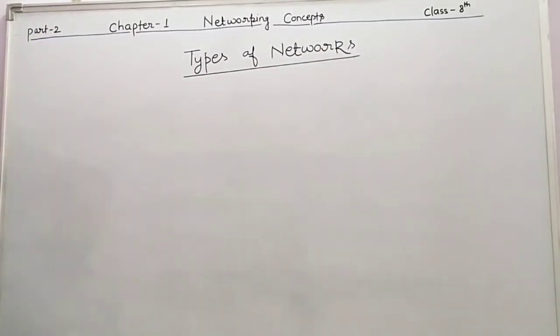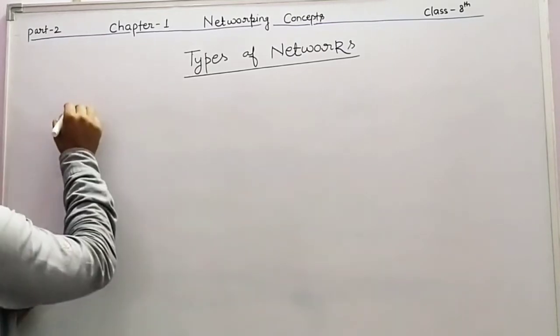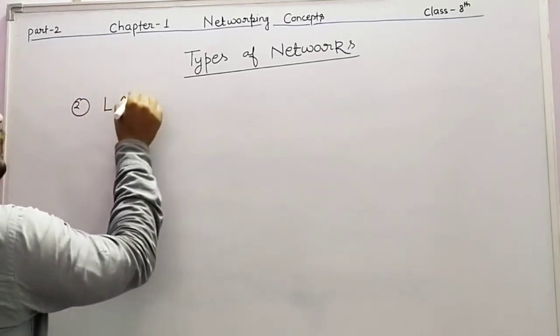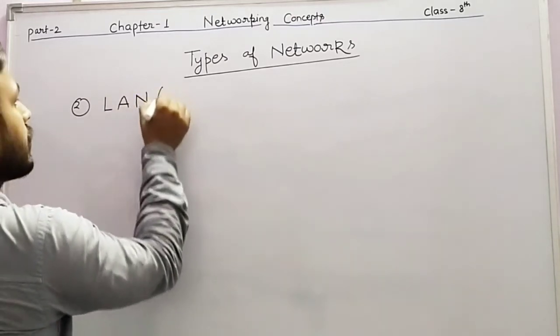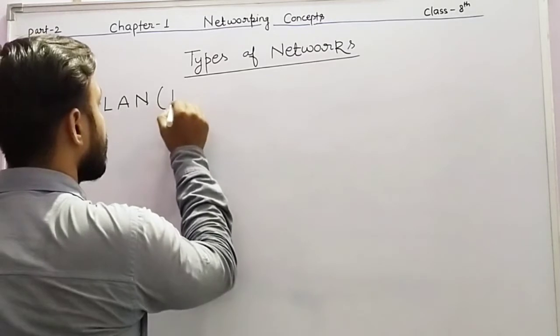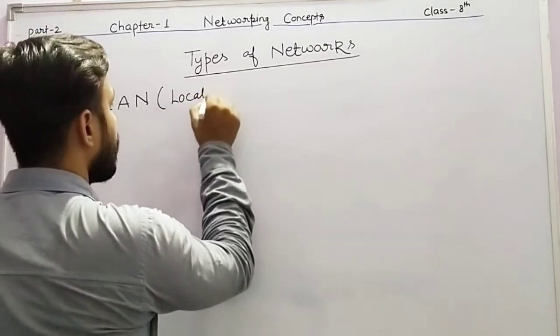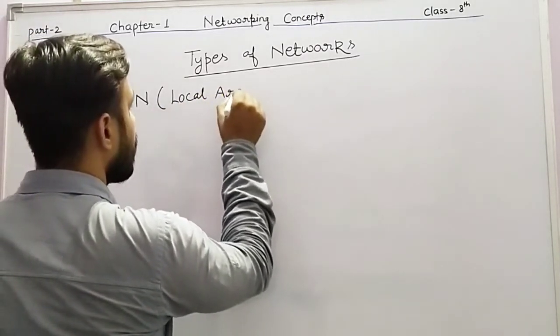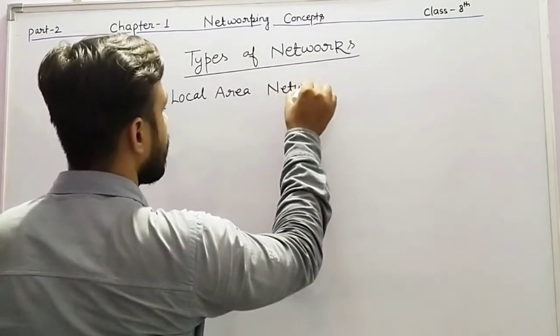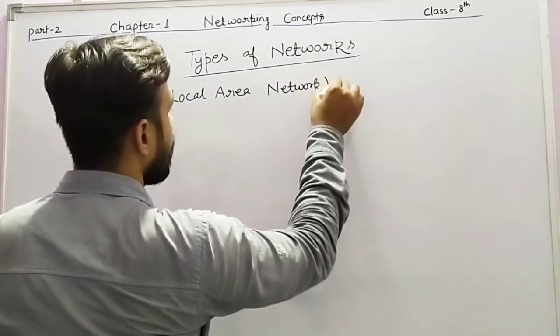Students, the second type of network is LAN. The second type of network is LAN, that is local area network.